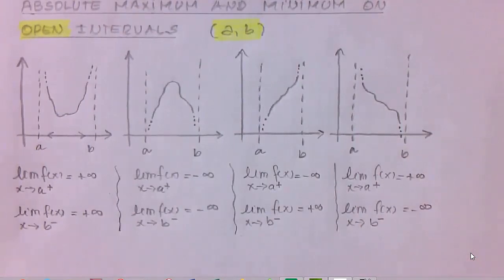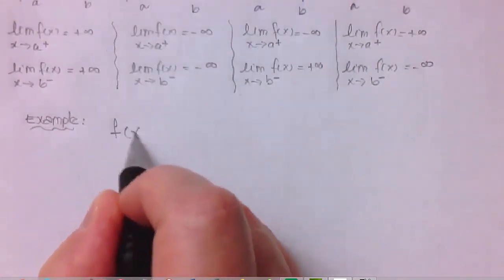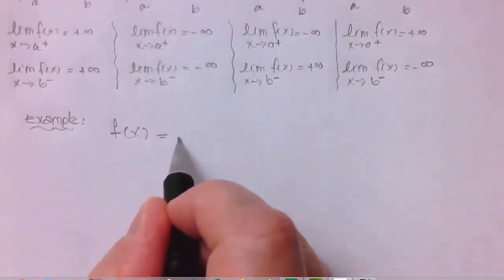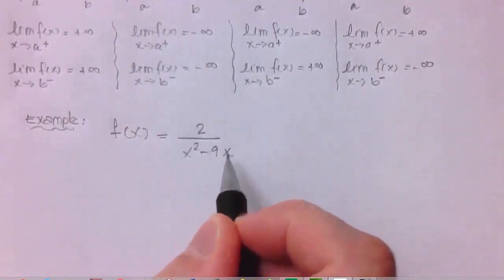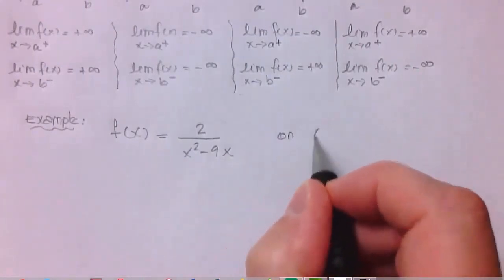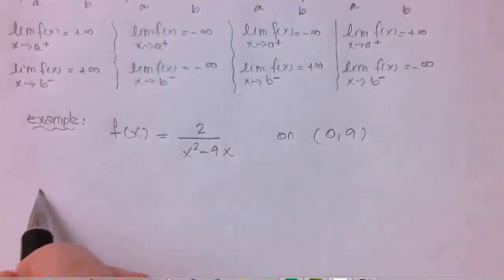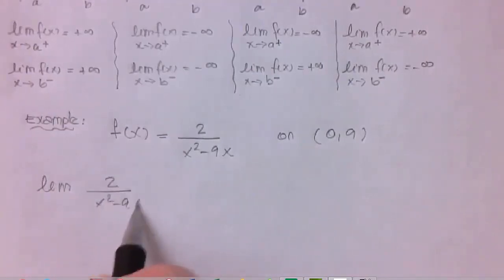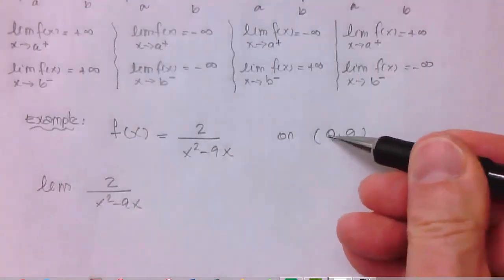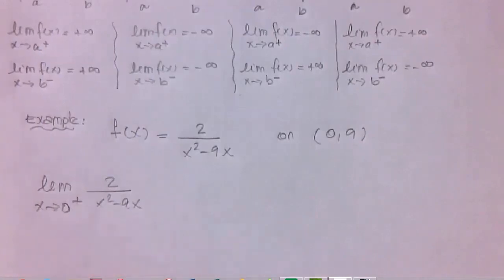Let me give you an example. Let's say that we want to find the absolute maximum and minimum values of this function, f of x equals 2 over x squared minus 9x, on this open interval from 0 to 9. What should we do? Find the limit of the function 2 over x squared minus 9x when x is approaching 0 from the right.